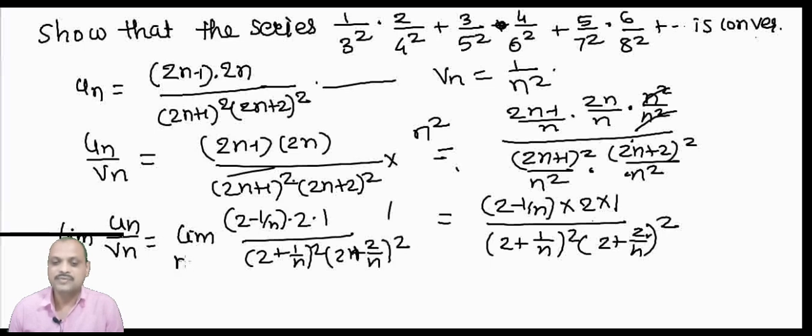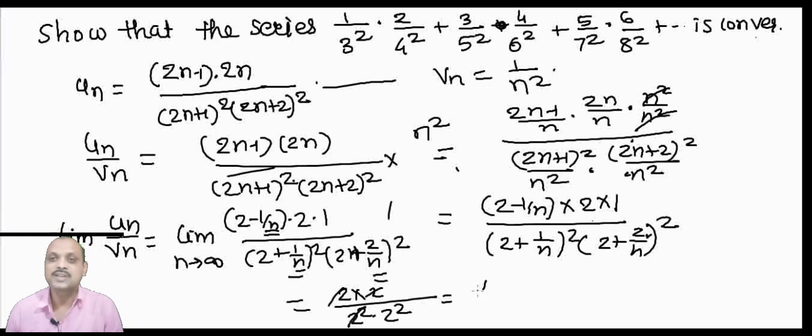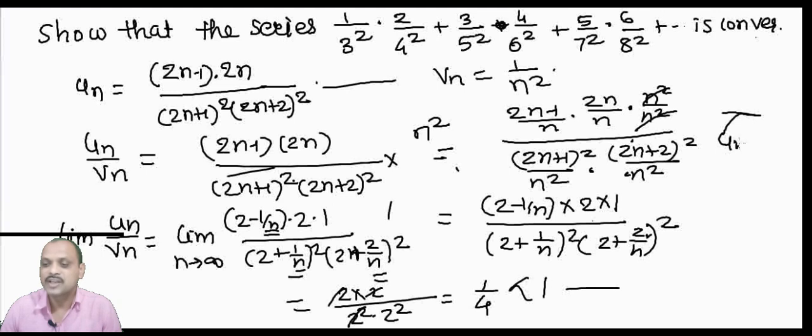As n tends to infinity, the terms 1 by n and 2 by n become 0, and we get 2 into 2 divided by 2 square into 2 square, which is 1 divided by 4, and 1 divided by 4 is less than 1. Now we can apply the limit form: whenever un divided by vn in the limiting case is equal to L, and L is less than or equal to 1, the series is convergent.